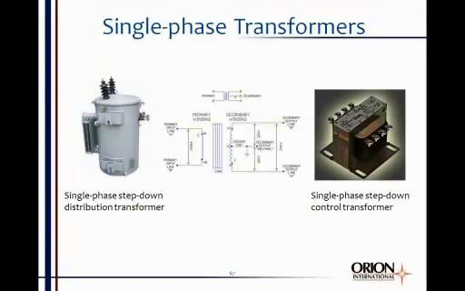On the right, you see a control transformer. We talked about control transformers a little bit earlier. This is a single-phase step-down control transformer, such as what you'd use if you had a 480-volt motor circuit and you wanted 120-volt control. You'd use a little control transformer like this.